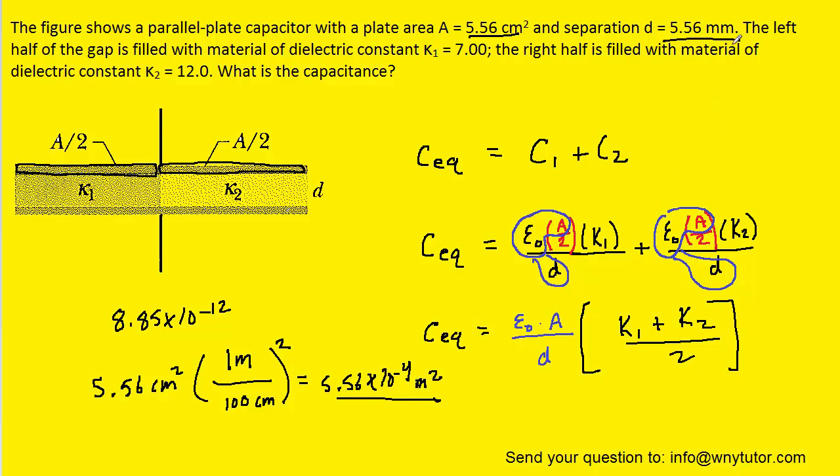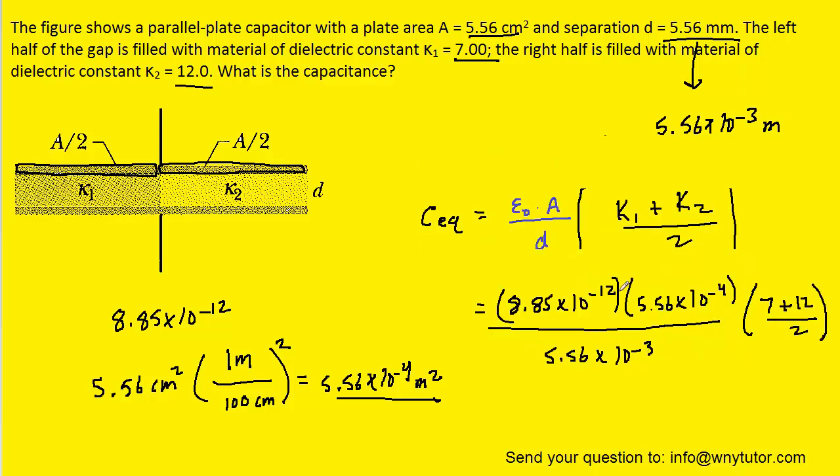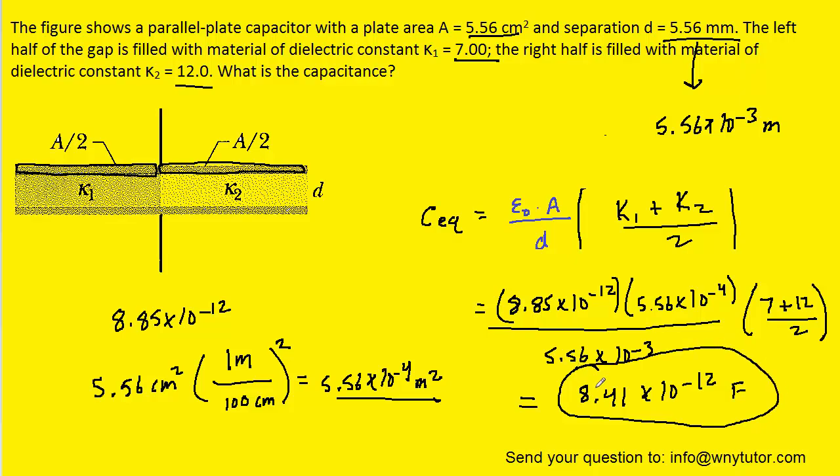And then also the distance is given in a non-standard unit. That's a little easier to convert. All we have to do is multiply that by 10 to the minus 3. And that'll get it into meters. And the kappas are given in their standard unit. So let's go ahead and plug everything in. So after plugging in and working that all out on your calculator, you should get roughly 8.41 times 10 to the minus 12. And then the standard unit of capacitance is farads. So this would be the correct answer to the question.